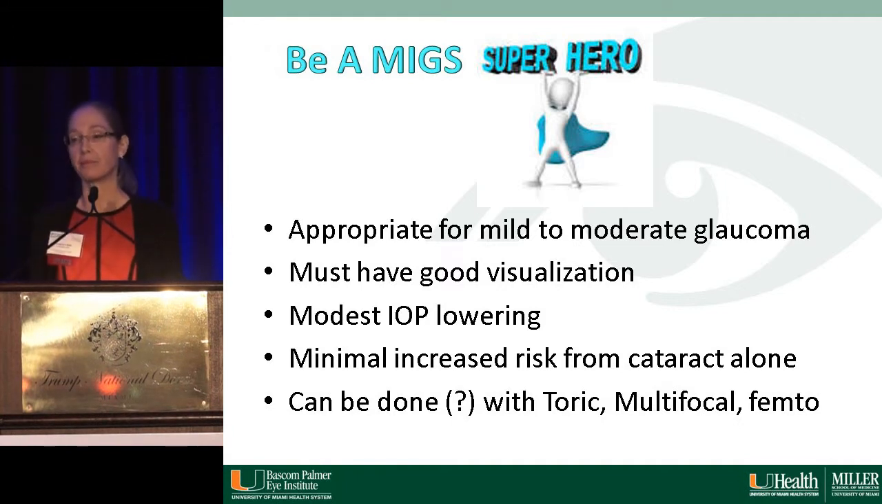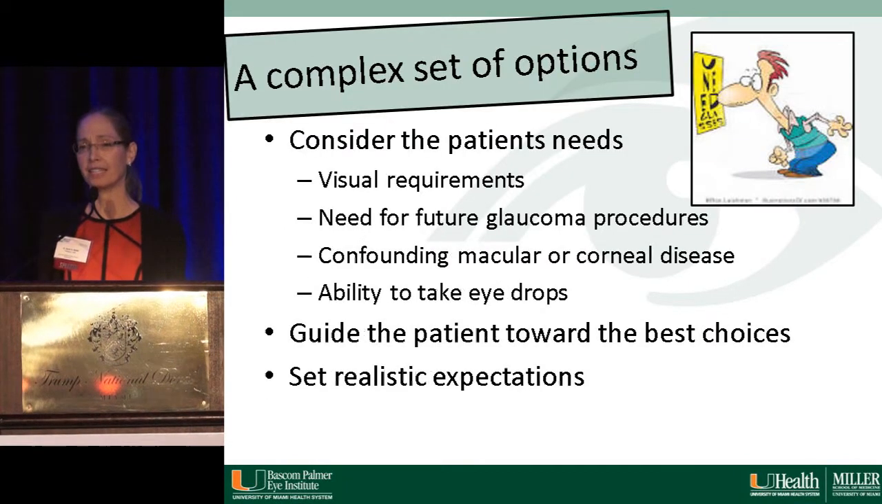So the thing to remember about MIGS is that they're really appropriate for mild to moderate glaucoma, and we can probably only expect a modest amount of IOP lowering in comparison with our standard glaucoma procedures. But they can be done, and actually are indicated to be done, with cataract surgery. So in summary, just a complex set of options available to us. We have to consider each patient separately.